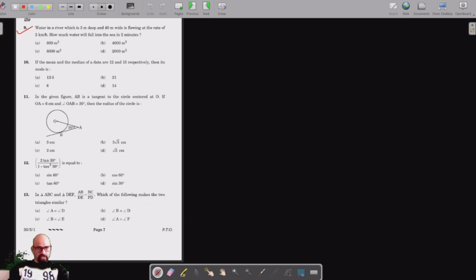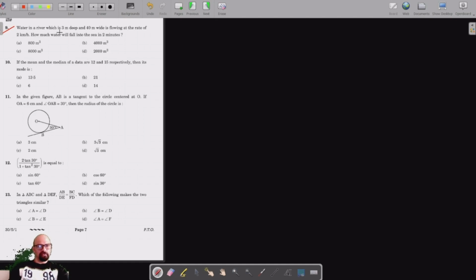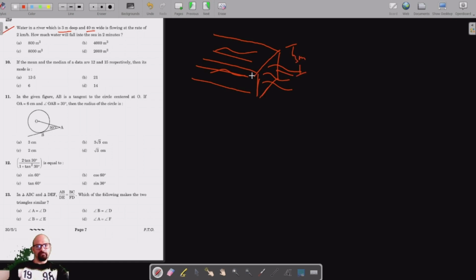Okay, for question number 9, it's given that water in a river which is 3 meter deep and 40 meter wide. So this water in the river is flowing in the form of a cuboidal shape. Let's say this is the river which has a cuboidal opening, and the water is flowing and coming out of the river. So this is 3 meter deep and 40 meter wide. First of all, the water gets filled in the mouth of the river and then it falls into the sea at the rate of 2 km per hour.